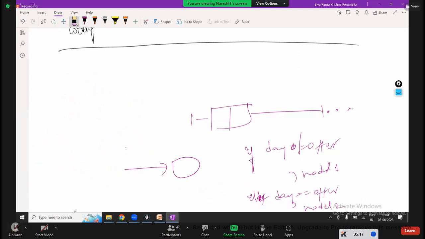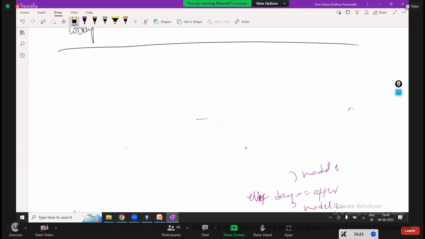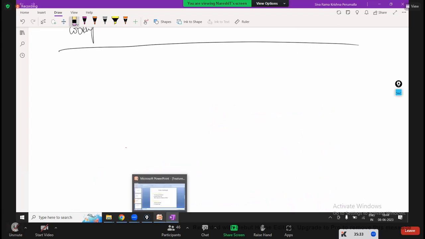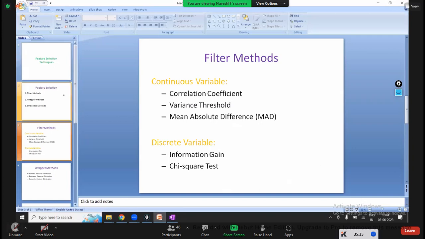Is that clear, guys? So this is the way of doing the feature selection. These are the various techniques available for feature selection. The same thing I have written in the PPT, and I'm going to upload this PPT also. Anyway, you already know the code, the entire code for everything, so there is no need for any separate code for this.